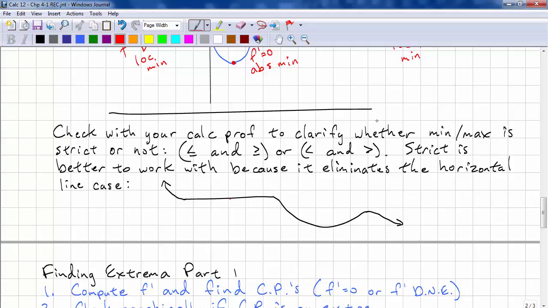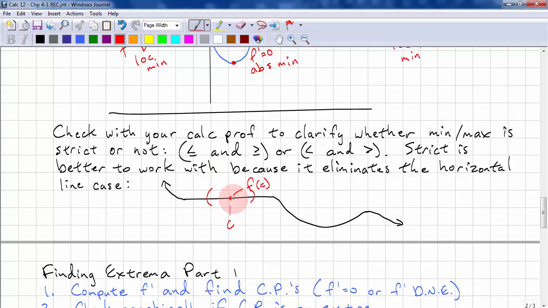Let's take a look at the definition of local extreme values a little bit more closely. You'll want to check with your prof to clarify whether min or max is strict or not. This is strict and this is not strict. Strict is better to work with because it eliminates the horizontal line case. So if we have a point f of C, this is C, and f of C. Remember, f of C is the vertical value. C is our x value. We take some neighborhood. This is bigger than or equal to, it's also less than or equal to this neighborhood.